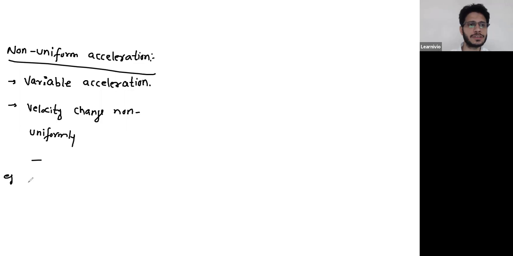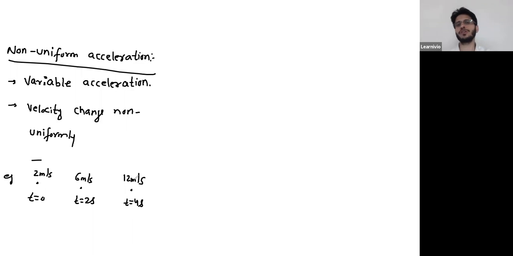Non-uniform variation means, let's say this is t equal to 0. Your velocity is 2 meter per second. The next time instant is t equal to 2 seconds. Your velocity is 6 meter per second. The next time instant is t equal to 4 seconds. Your velocity is 12 meter per second. So your velocity is changing non-uniformly. In the first 2 seconds, your velocity changed by 4 meter per second. But in the next 2 seconds, your velocity changed by 6 meter per second. So the change is non-uniform. If change is non-uniform, then acceleration is variable.